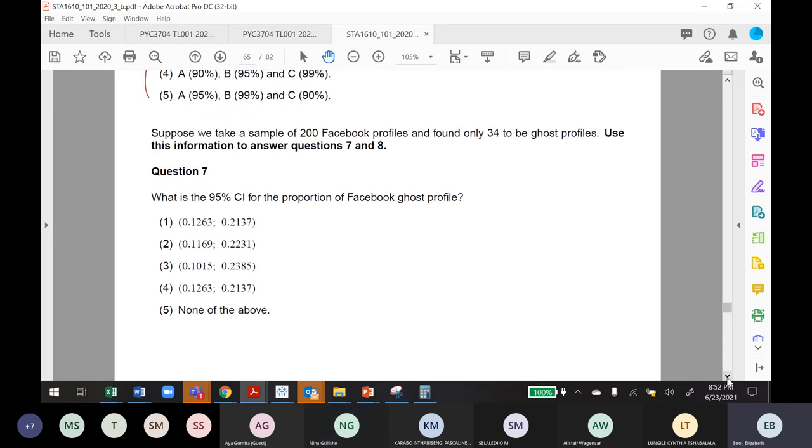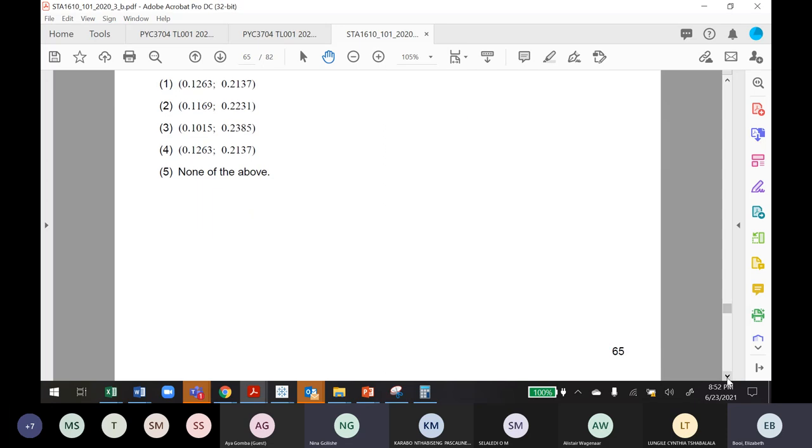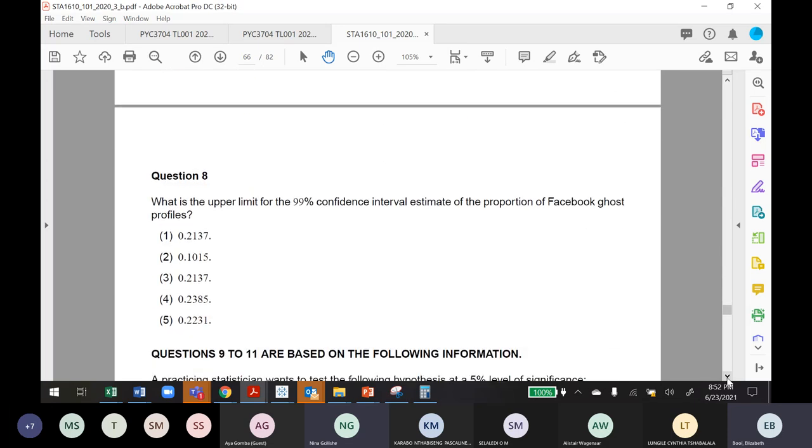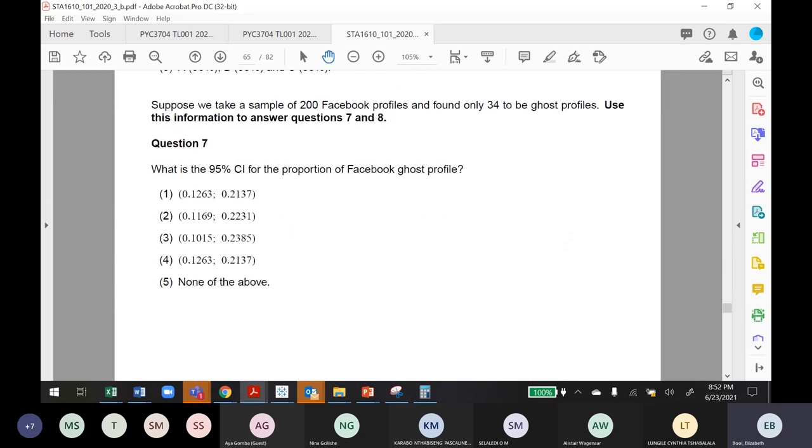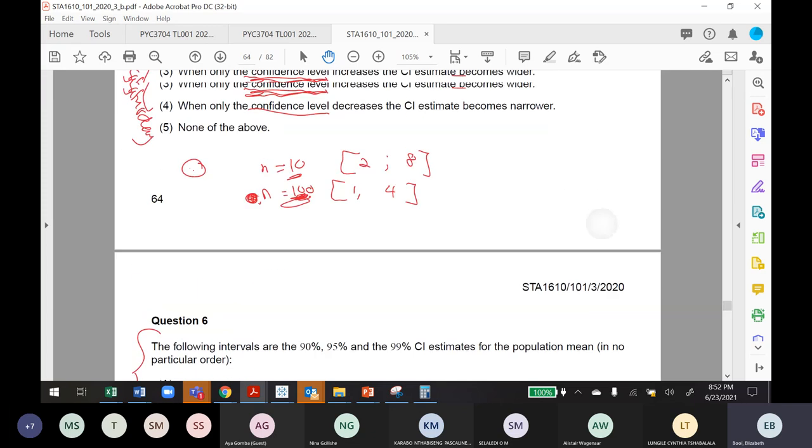I'm just looking for other options. Oh, there we go. As you can see here, the question is asking you just to calculate the upper limit. Remember, on the equation, when they ask you for the upper limit, which one are you using? The minus or the plus? The plus. You will use the plus side of things to answer this question. But we will do this on Wednesday next week, because it deals with proportions. These are proportions.